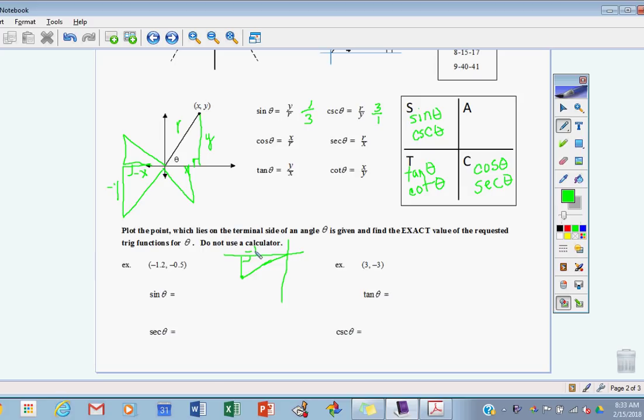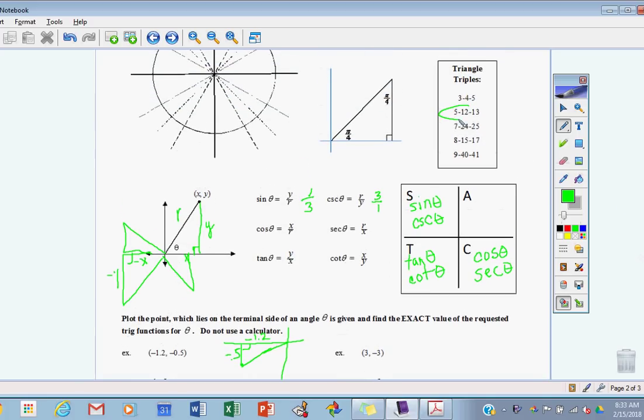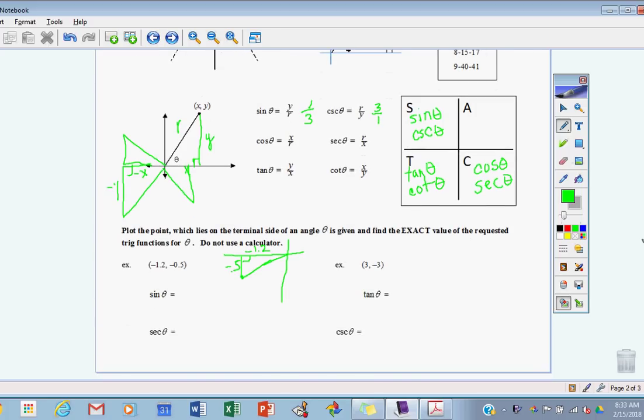Well, I went left 1.2, I went down 0.5. What's my radius going to be? Well, once again, no calculator. How could we possibly do this? Because we know the ratio of the 5, 12, 13 family. So basically, the 5, 12, 13 family is 0.5, 1.2, and then a positive 1.3. Again, r is always positive. So now I'd be able to answer those questions from that. Well, remember, it's a ratio. If I take 0.5 to 1.3, I can move the decimal over and take 5 to 13. So really, you don't even have to think about the decimals. Just think of the 5, 12, 13 family.